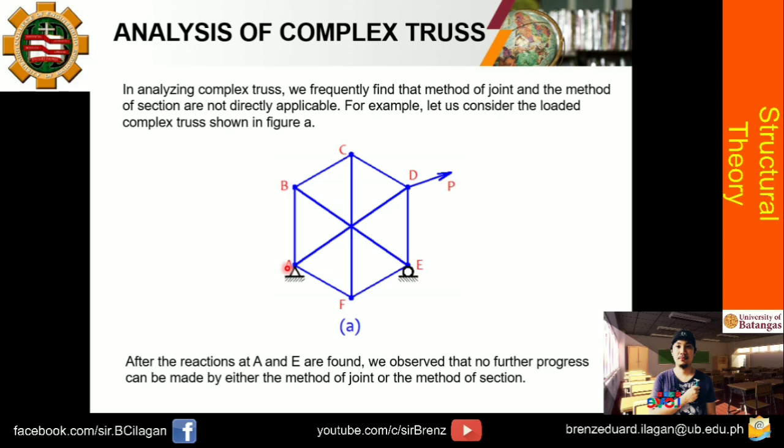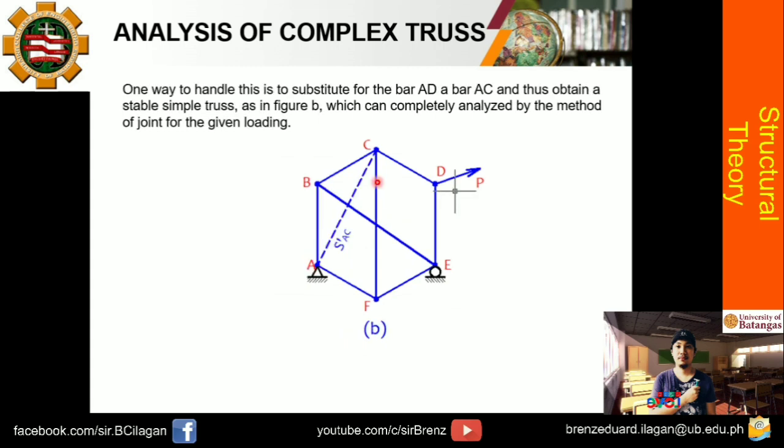Next slide. Okay, so one way to handle this is to substitute, for example dito, the bar AD with a bar AC, and thus obtain a stable simple truss as in figure B, which can be completely analyzed by the method of joint for the given loading. So as per this given load P, kapag nag-substitute member ka, kasi before, di ba, ang existing member mo is itong member AD. So ginawa lang, nilipat niya yung AD papunta dito sa AC. So that will be the value of your S prime AC.